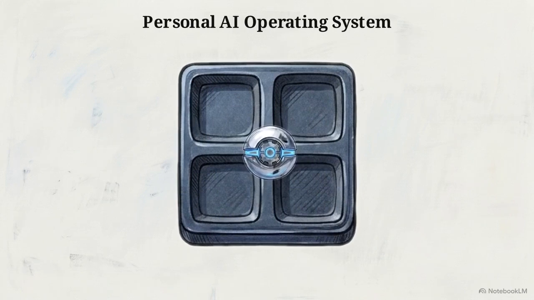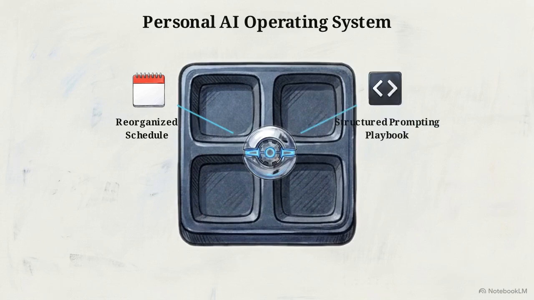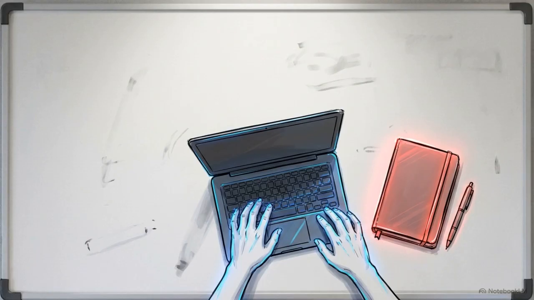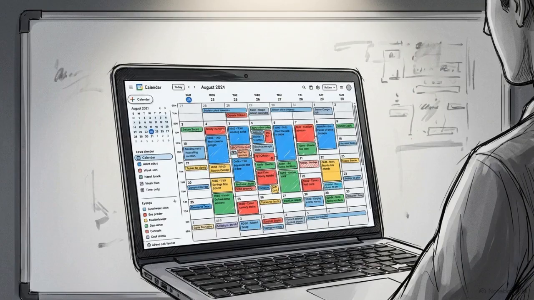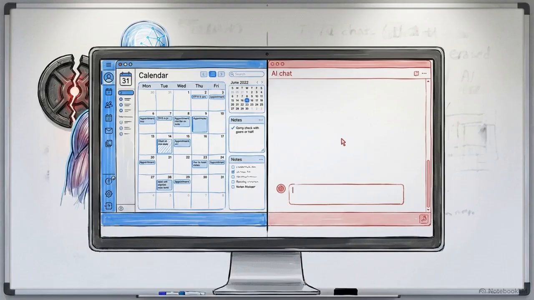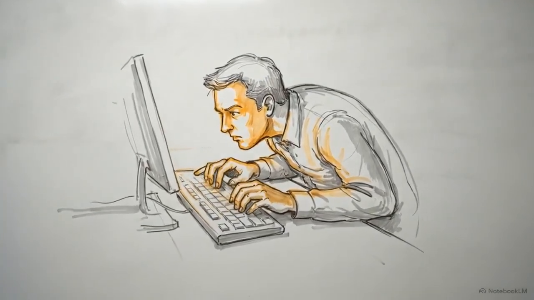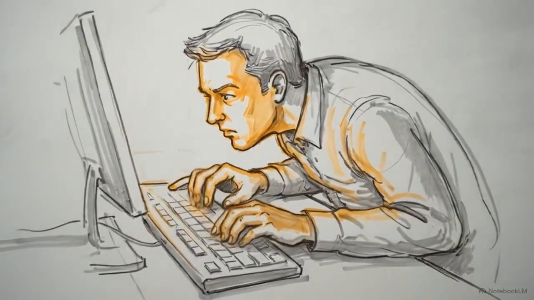We are going to construct 4 specific assets: a reorganized schedule, a structured prompting playbook, a cognitive mental gym, and a beginner's cheat sheet. To build this system right now, you need 2 things in front of you. First, pull up your current task list or weekly calendar. Second, open your preferred advanced AI interface, whether that is ChatGPT, Claude, or Gemini. These steps move you from a passive consumer of automated answers to an intentional director of your own cognitive resources.